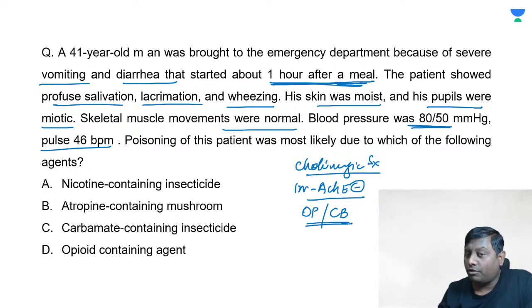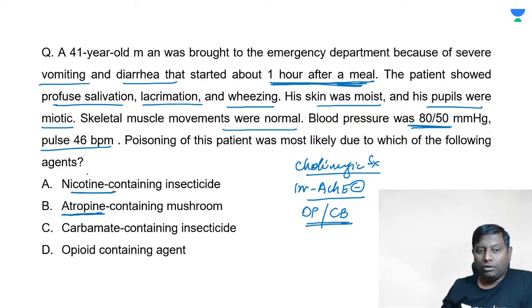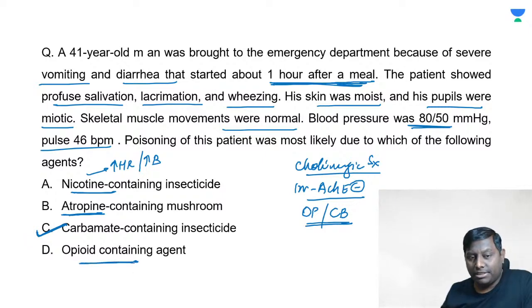Organophosphate and carbamate, both of them can cause this, because the patient is having all cholinergic symptoms: salivation, lacrimation, urination, diarrhea, and everything. So atropine will always increase the heart rate. Nicotine will also increase the heart rate and the blood pressure. It is the carbamate-containing opioid that we have, which has a cardiac depression property.